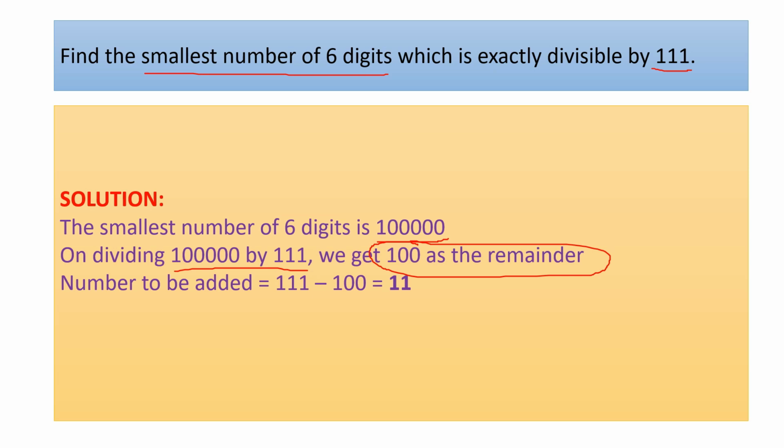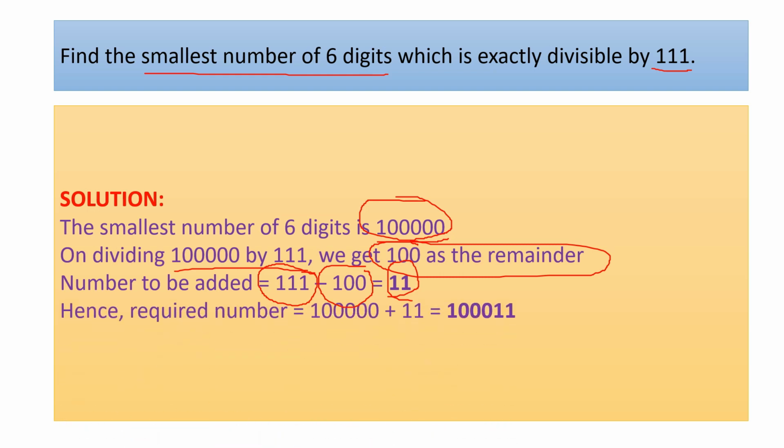So we have to find the number we have to add to the given numeral. Here the given numeral is 1 lakh. For that we have to find the difference between this divisor and the remainder. So here we are taking the difference of 111 and 100, so that we are getting 11. So 11 must be added to the given numeral, which is 1 lakh. So adding 11 to 1 lakh, we are getting 100011. So this is the smallest 6 digit number which is exactly divisible by 111.